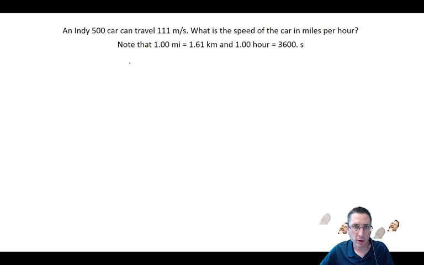An Indy 500 car can travel 111 meters per second. What is the speed of the car in miles per hour? Okay, so some people earlier in the chat were asking for these kinds of dimensional analysis problems, so hopefully this is a good test.